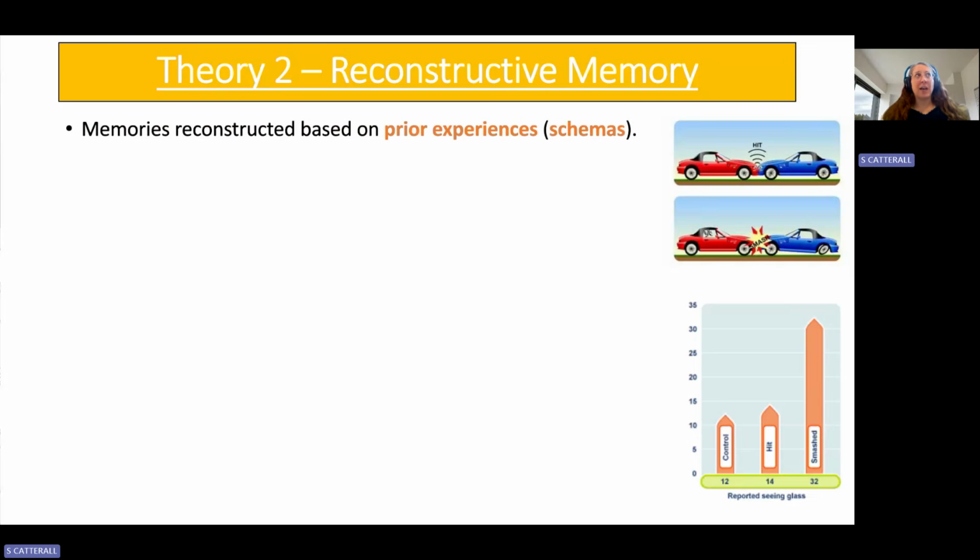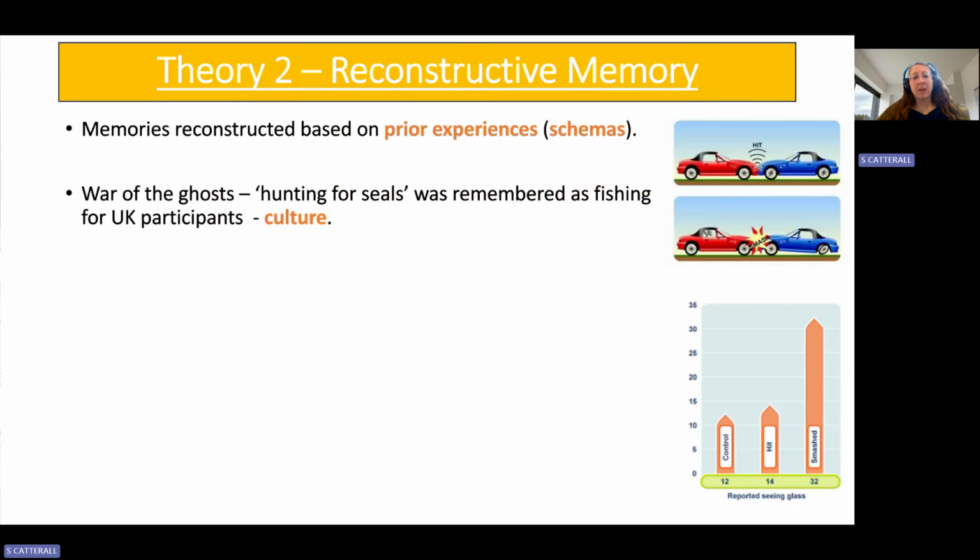So, schemas help us to make shortcuts in our thinking so that we don't have to process everything, but they can be affected by leading questions, which is what this theory talks a little bit more about. There was an example of this from Bartlett's War of the Ghosts, which was a story. When they told UK participants this story, they had to pass it on, like when you whisper it to somebody else and the last person reads it out.